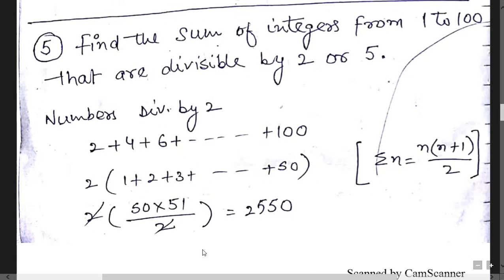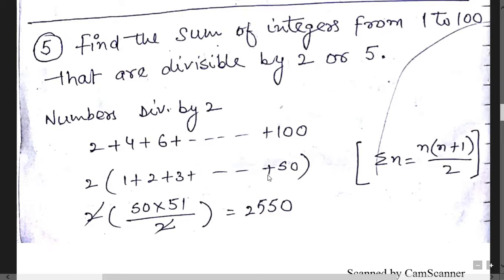Question number 5. Find the sum of the integers from 1 to 100 that are divisible by 2 or 5. Numbers divisible by 2 can be written as 2, 4, 6 up to 100. Now take 2 common. It's 1, 2, 3 up to 50. Now what is the formula for sigma n? The formula for sigma n is n into n plus 1 divided by 2.